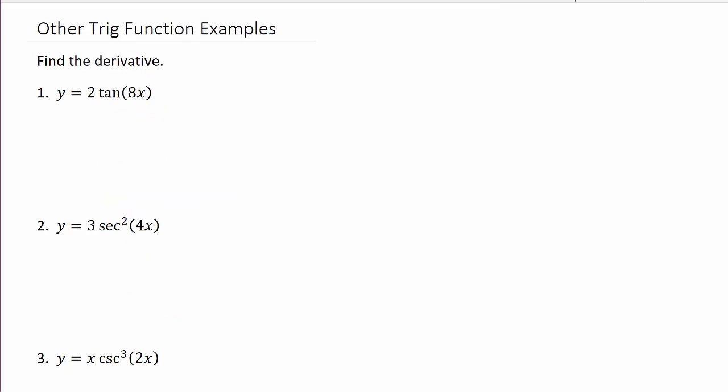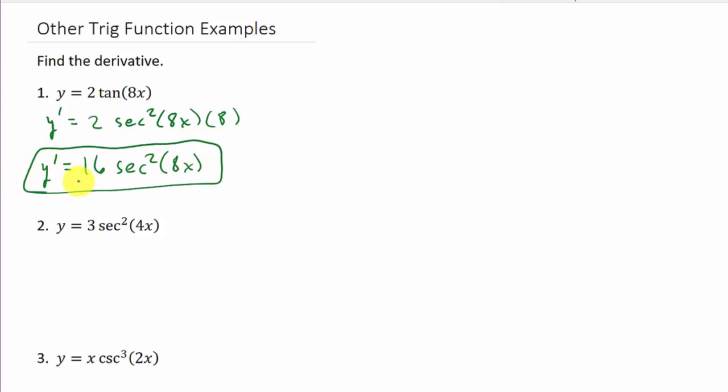All right. So for the first one, we want to do the derivative of y equals 2 tangent 8x. So we'll get y prime is equal to 2 times, and then the derivative of tangent, remember, that's secant squared. Then it's times the derivative of what you're taking the tangent of. So the derivative of 8x is 8, and so I get y prime is equal to 16 secant squared 8x, and this would be your answer.